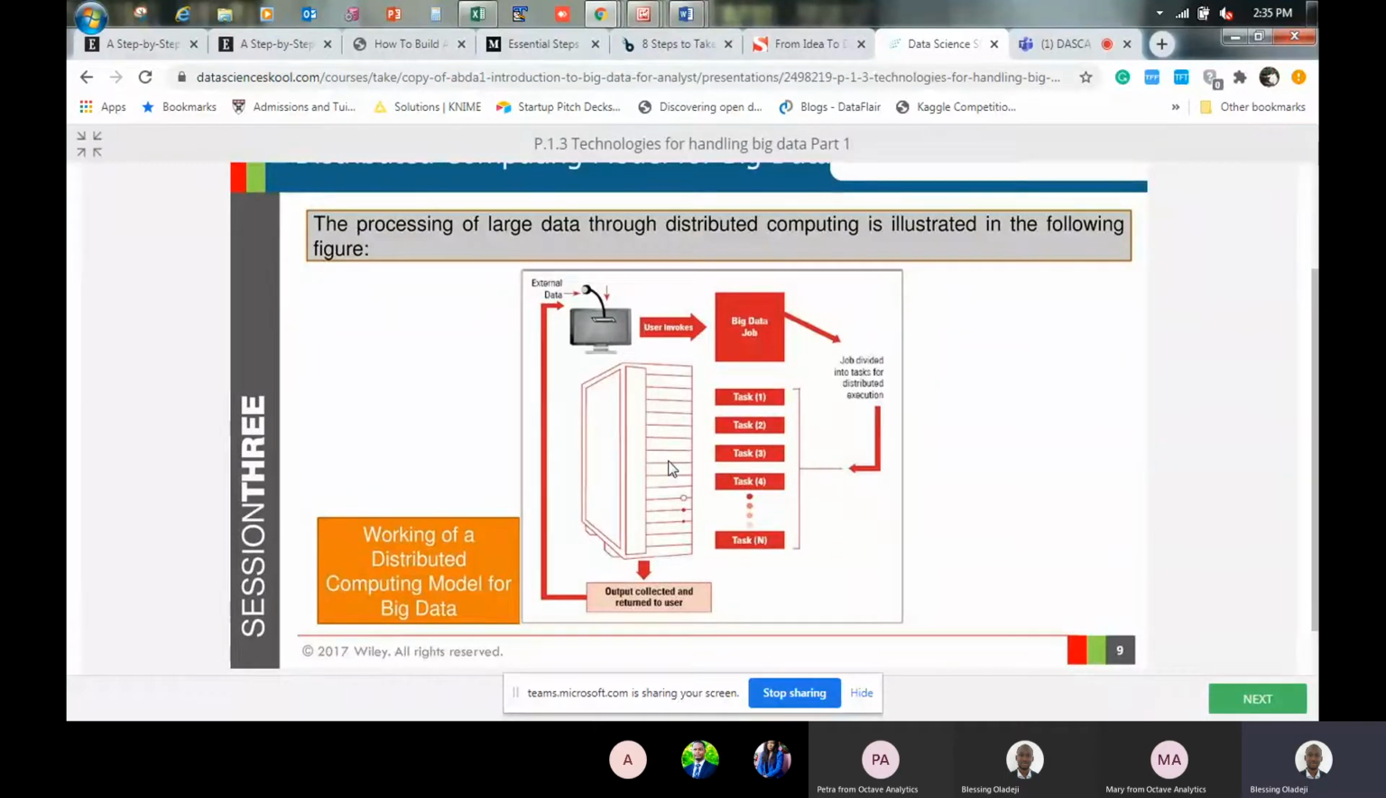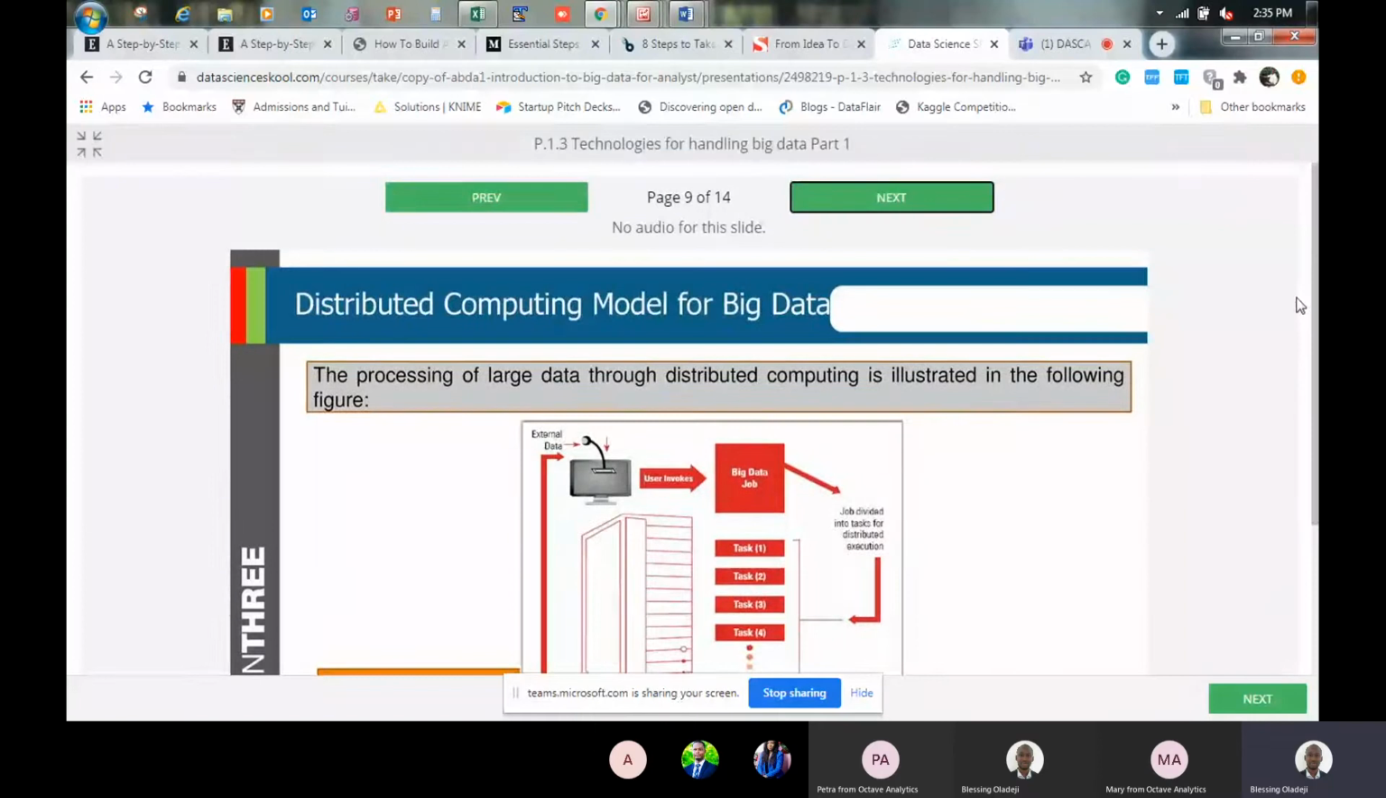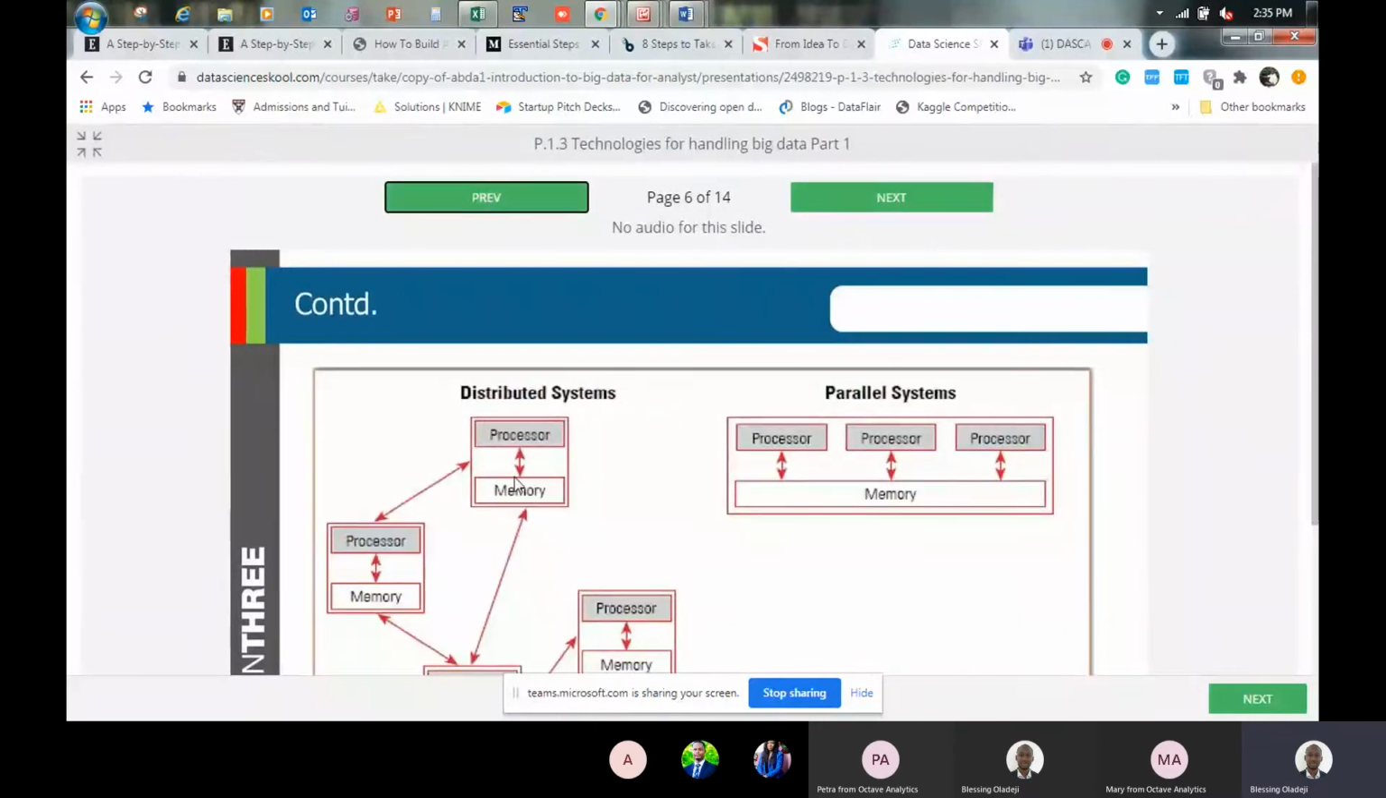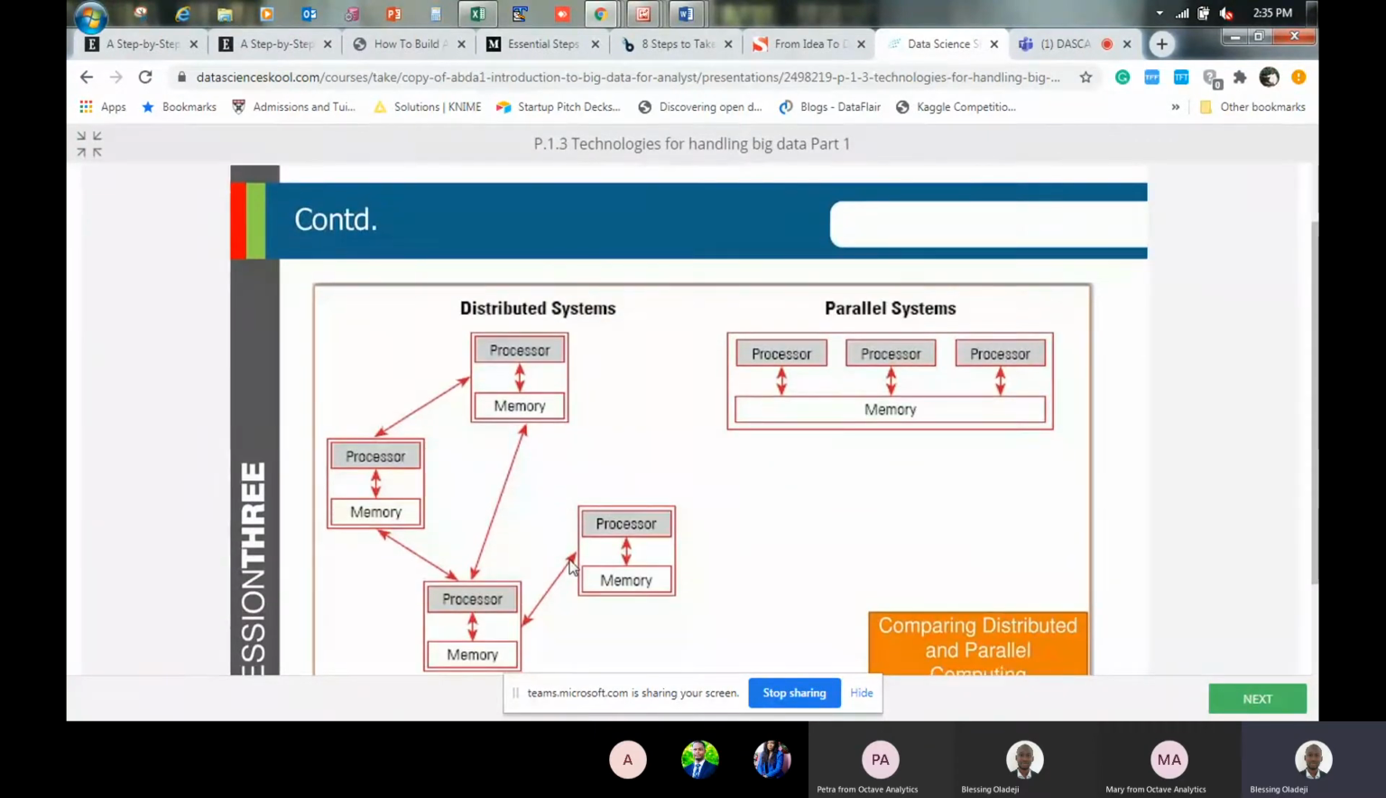I'm using some big words now. Node, yeah, it's assigned to a particular node. Let me show you what a node is. This is a node. It's a unit of processor and memory. It's like a computer. So this is a node. This is another node. This is another node. So this is like a 4-node distributed system.